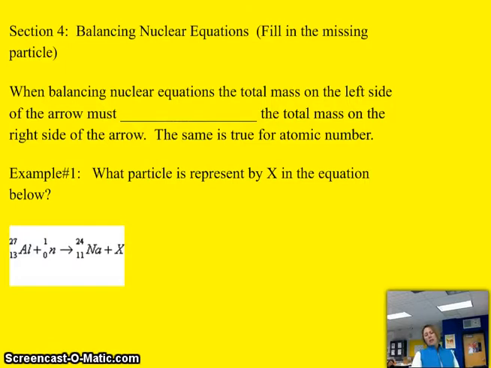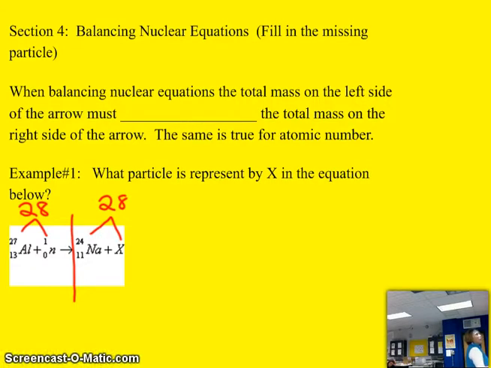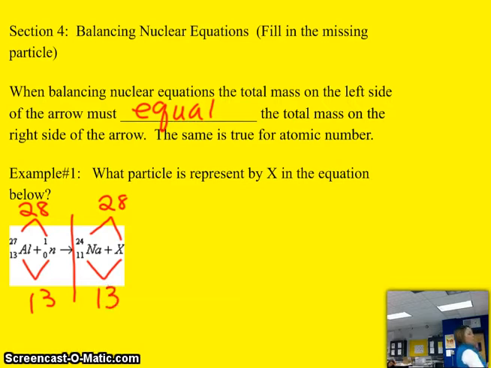The key to doing these is that mass and atomic number are conserved. So whatever the total mass is on the left side of the arrow, which in this example happens to be 28, that must also equal the total mass on the right side of the arrow. So when I add together the mass of X and the mass of Na, they must equal 28. The same thing is true for your bottom numbers. So if you go to the side that doesn't have the X and you add up the bottom numbers, 13 and 0 will give you 13. So when you add these bottom numbers, they must equal 13.